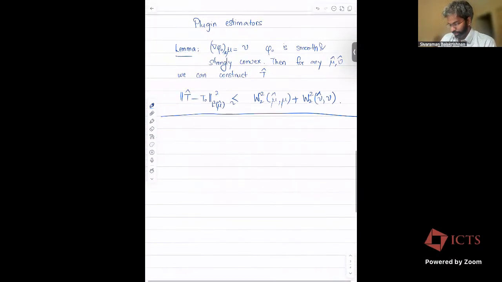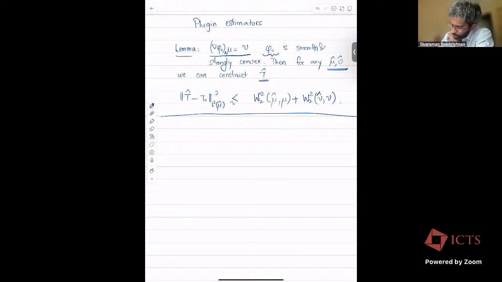And then we ended the lecture talking about plugin estimators. I just stated a result and we didn't prove it, but it's not too different from the other one to prove. So the basic setting here is we have a pair of distributions mu and nu. They're linked via a function grad phi 0. That's the OT map. And we'll make the assumption that phi 0 is smooth and strongly convex. Then we said for any mu hat and nu hat, we could construct a t hat. You find the optimal coupling between mu hat and nu hat, and then from it, you extract a transport map t hat. This is the barycentric projection.